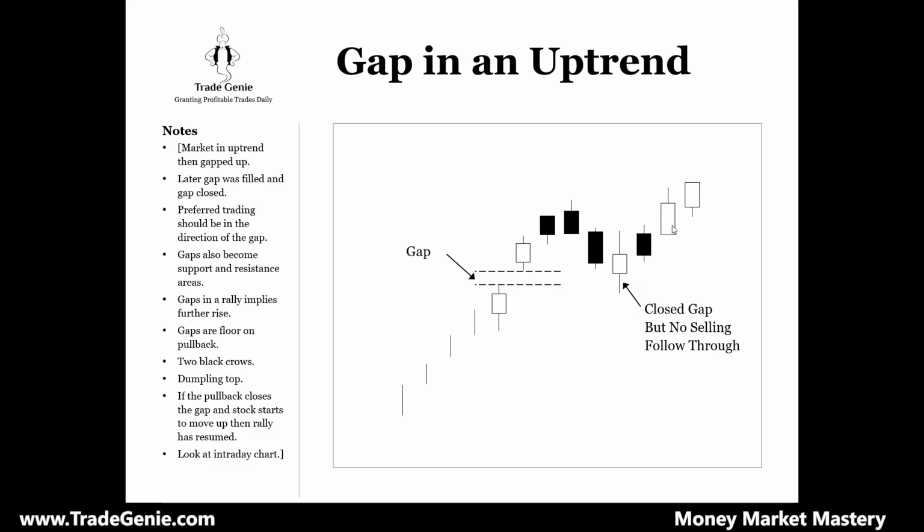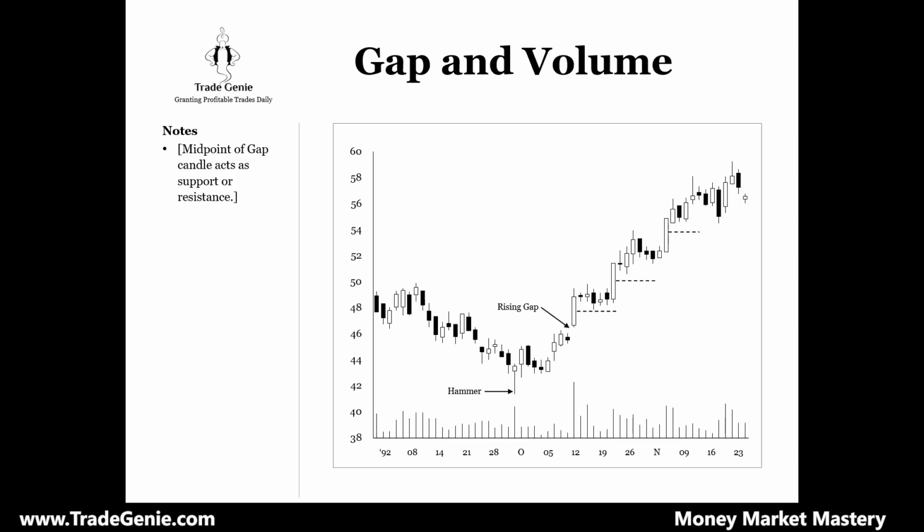Is the volume coming up? Are your other indicators lining up? Some kind of trend line is being maintained on the pullback. So all that comes into play. So you're managing the trades, all right, and what news is coming. So, gap in an uptrend. So gap and volume. So here's a chart.